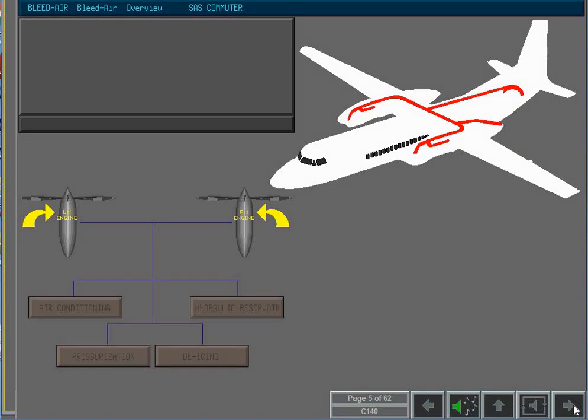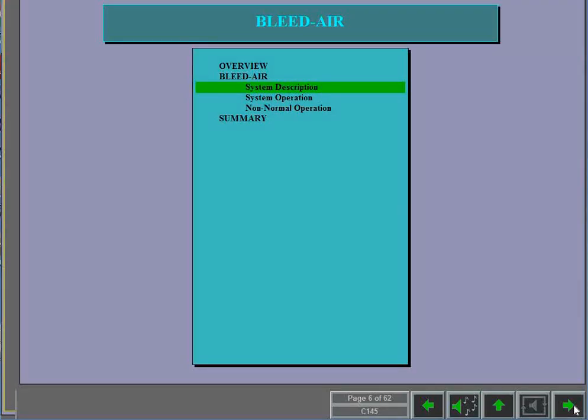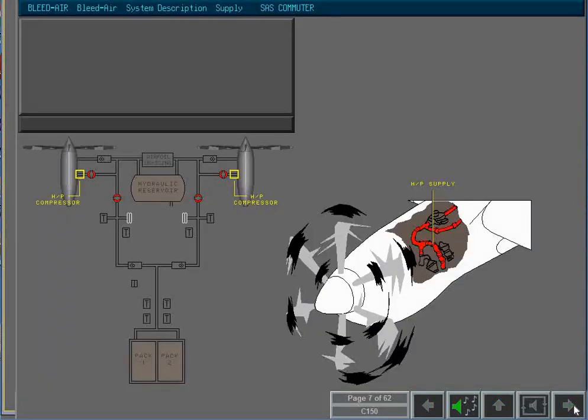Both engines normally supply bleed air for the bleed air system. If an engine malfunction occurs, one bleed system can provide sufficient air for its consumers. Bleed air is drawn from the low-pressure compressor or the high-pressure compressor.